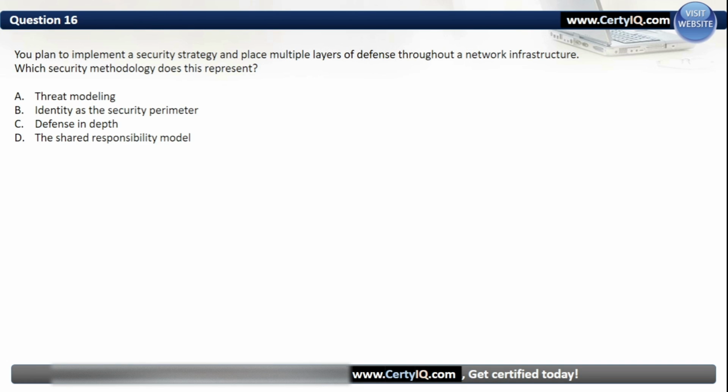Question 16. You plan to implement a security strategy and place multiple layers of defense throughout your network infrastructure. Which security methodology does this represent? Our options are A. Threat modeling, B. Identity as a security perimeter, C. Defense in depth, or D. The shared responsibility model. The correct option among all these is C. Defense in depth.